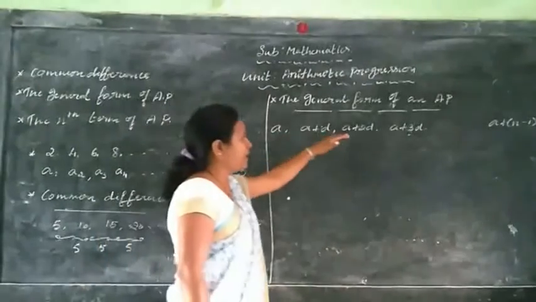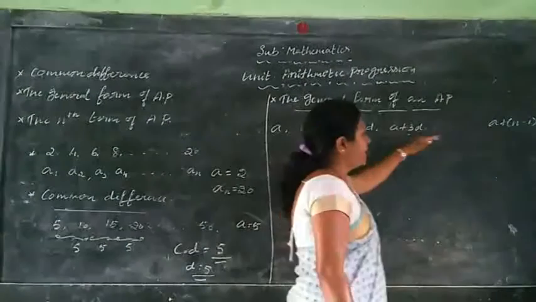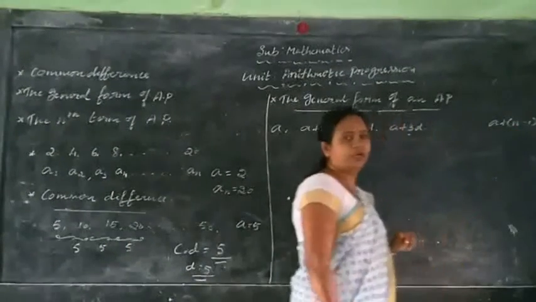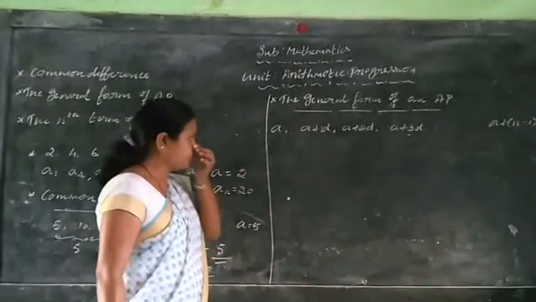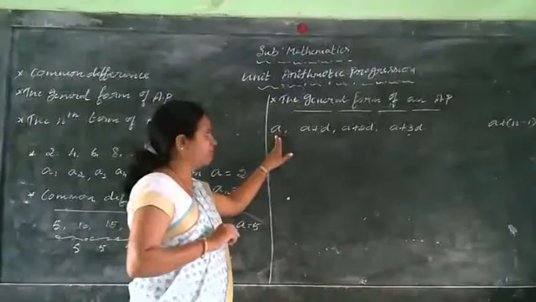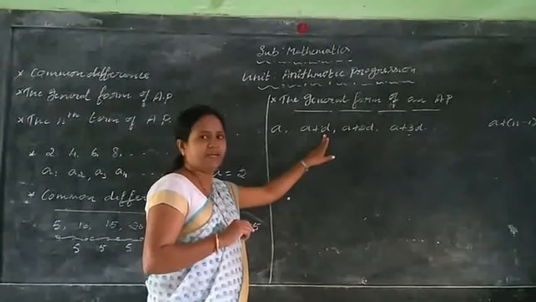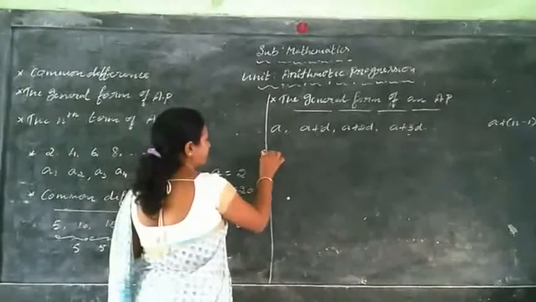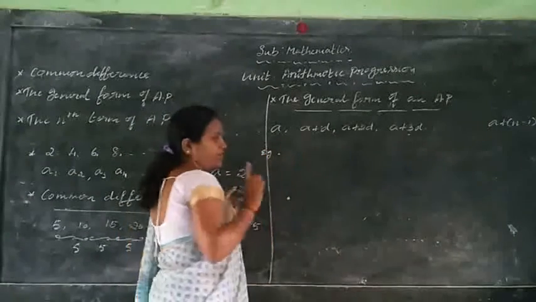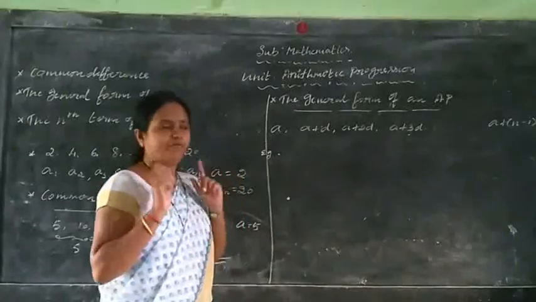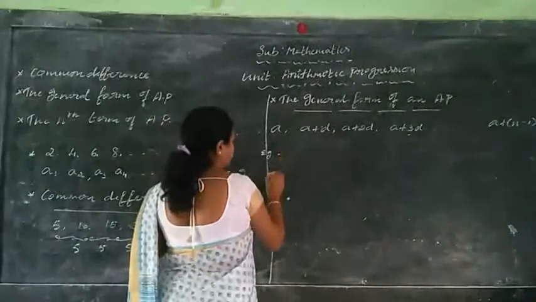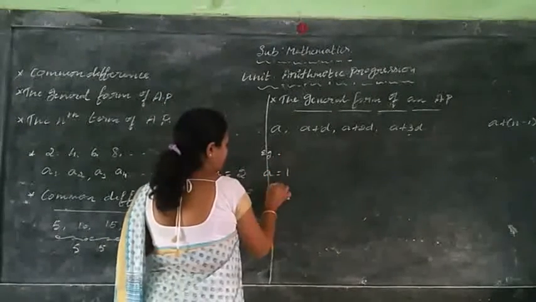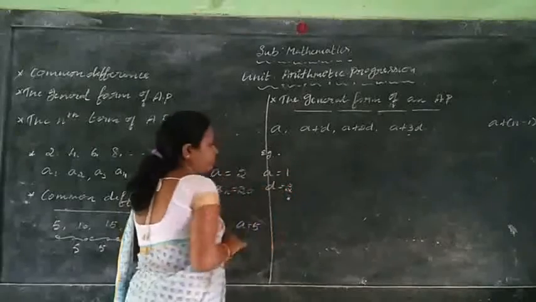A, A plus d, A plus 2d, A plus 3d, A plus (n minus 1) into d. So you know that A means first term, D means common difference. Got it? For this I will give you one example. See, we know that the first term is always fixed. We take it as 1. So we take A is equal to 1 and d is equal to 2.